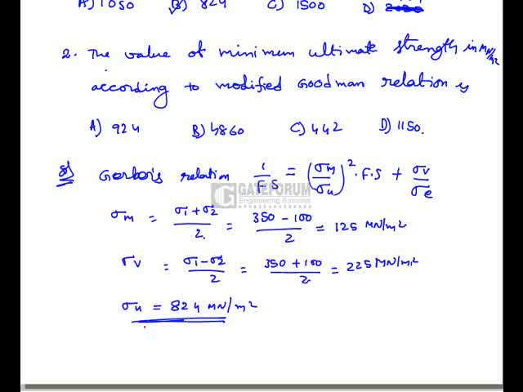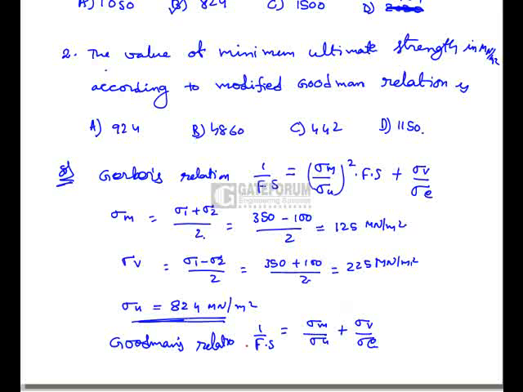And coming to the second question, the value of minimum ultimate strength in meganewton per meter square according to modified Goodman relation. Here modified Goodman relation is given by 1 by factor of safety is equal to sigma m by sigma u plus sigma v by sigma e. Again we know all the values here. Factor of safety is 2, sigma m and sigma v values are 125 and 225. Sigma u we will have to find out. Sigma e is 0.5 times sigma u.